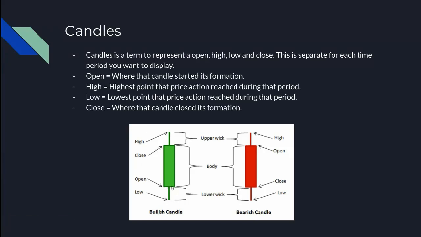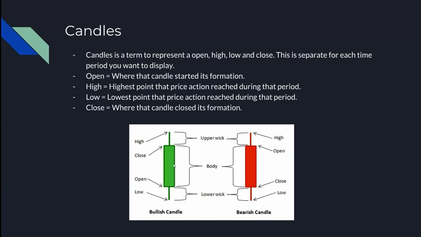Now a high. The highest point is what the price action reached during that period. So from here it opened and it reached all the way up here in price. So if you imagine this is $0 and this is $1, it went from 0 to 1 in one candle. Hypothetical numbers, right?